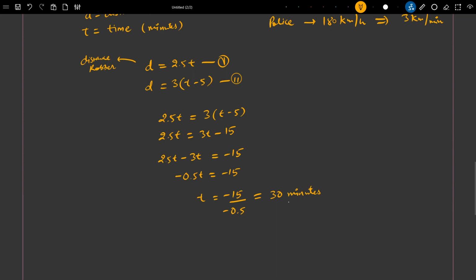Now finding the distance is very easy. We just need to take this value and plug it into either of these equations. So if I plug this t into either of these two, we will get the value. So let's take this one to calculate. The distance will be 2.5 times 30, which is 75. Now the distance is in kilometers, so this is 75 kilometers. So basically, this is the solution of this particular problem.